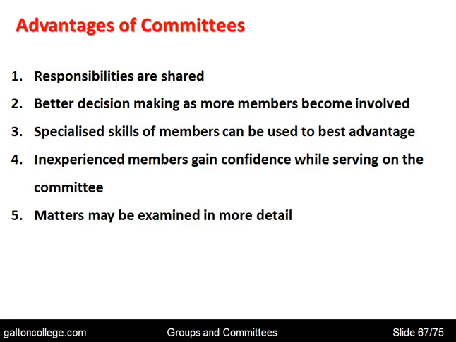Matters, as I said, may be examined in more detail. It's the case that there'll be a wide variety of experiences within the committee, and problems and issues will be looked at from different angles. Whereas one person working on his or her own may miss something, the committee may be very thorough in the way it looks at issues.